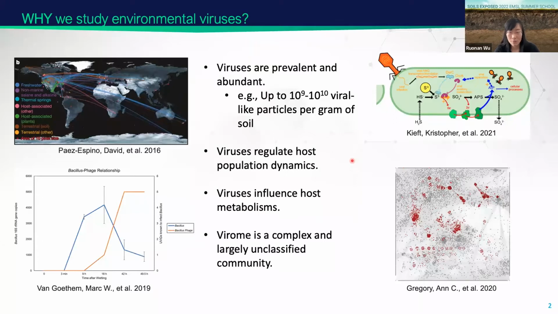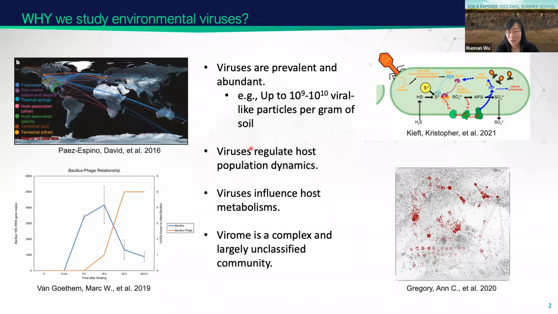Before we jump into the details, let me use one slide to get you excited about studying environmental viruses, so we can stay motivated when we go through the details later. Viruses are everywhere and abundant. As shown in this figure from a global virus survey, viruses can be detected across a wide range of ecosystems, including freshwater, marine, and soil. They are also quite abundant. It is estimated there are up to 10^9 to 10^10 viral-like particles per gram of soil, which is even close to the upper bound of bacterial load in some of the richest soils.